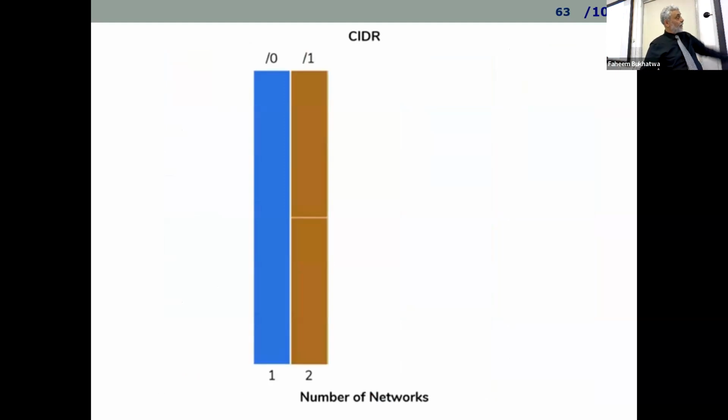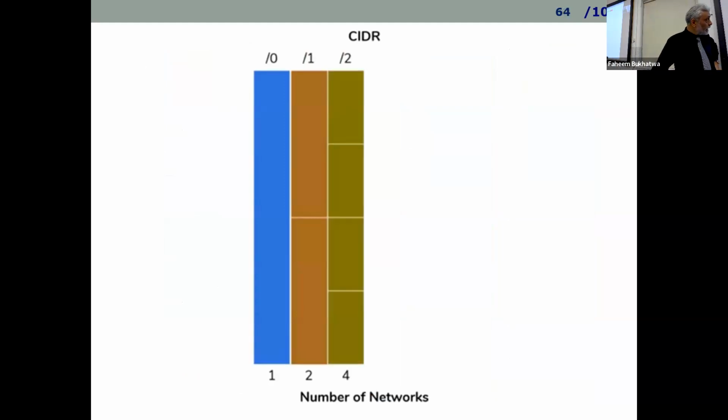That's how they start. If the mask number increases, the network becomes twice as small. You have two networks, and they're half the size of this one. And if you go to /2, it keeps splitting. So it doesn't matter where you start.